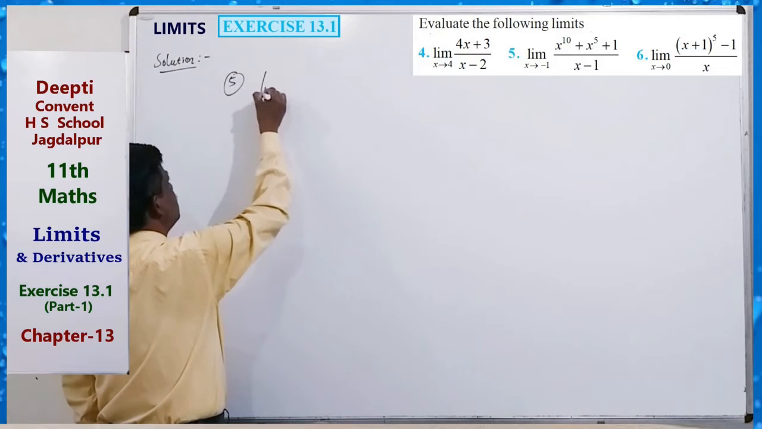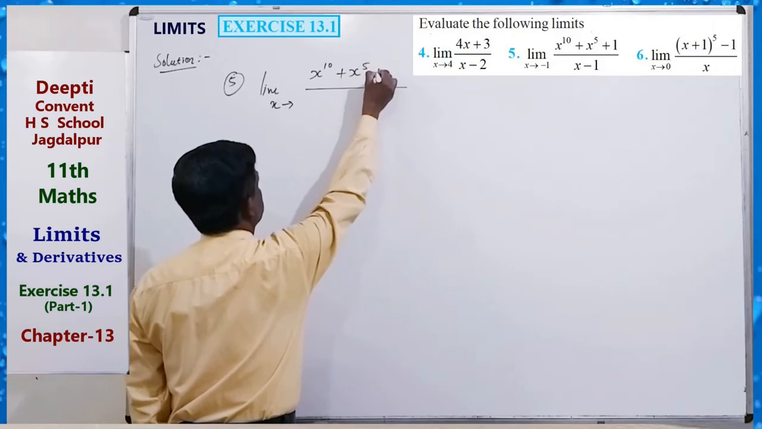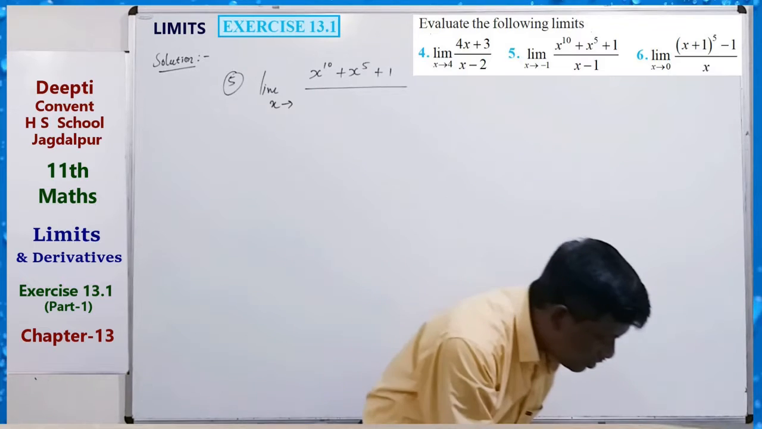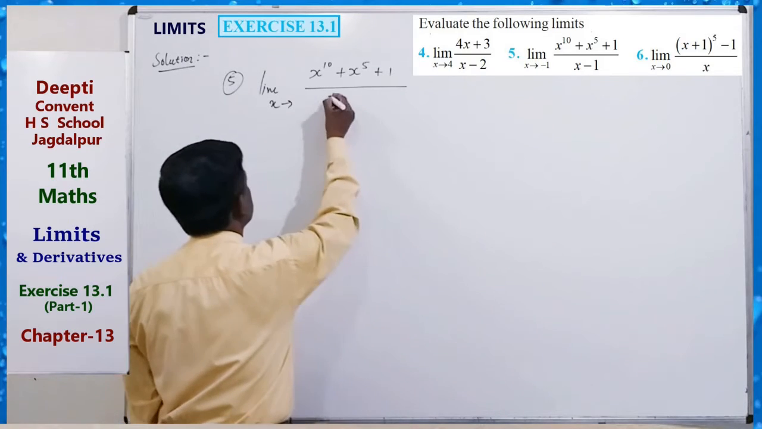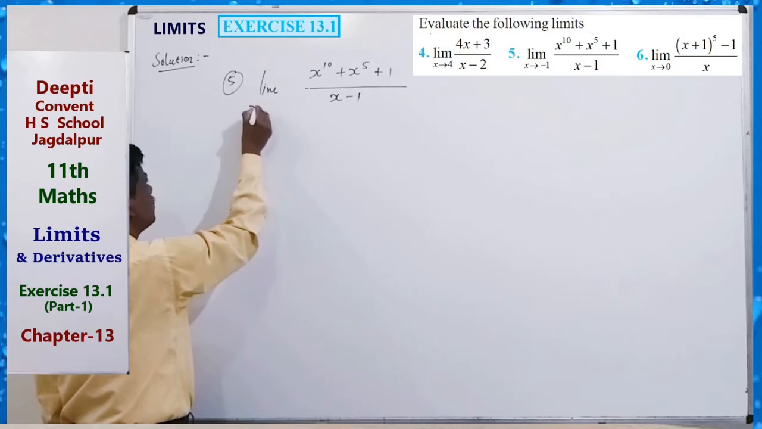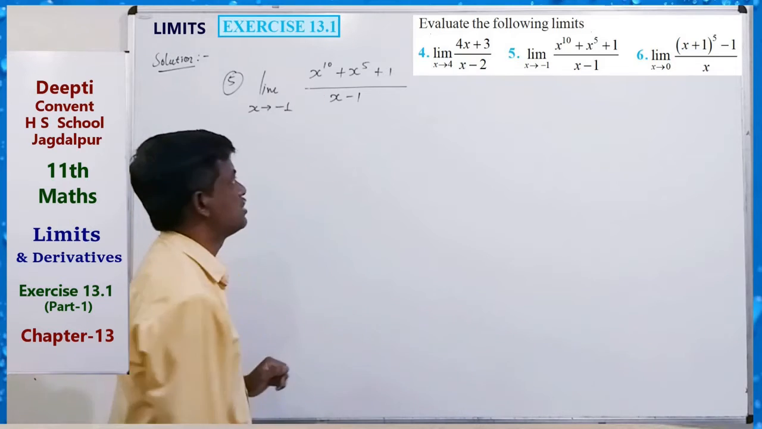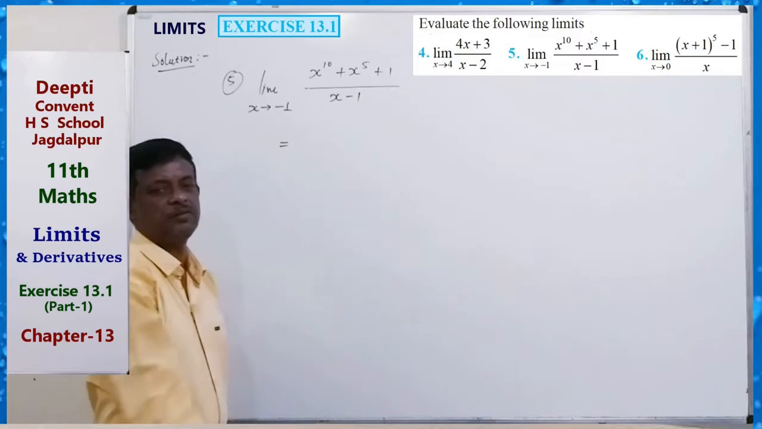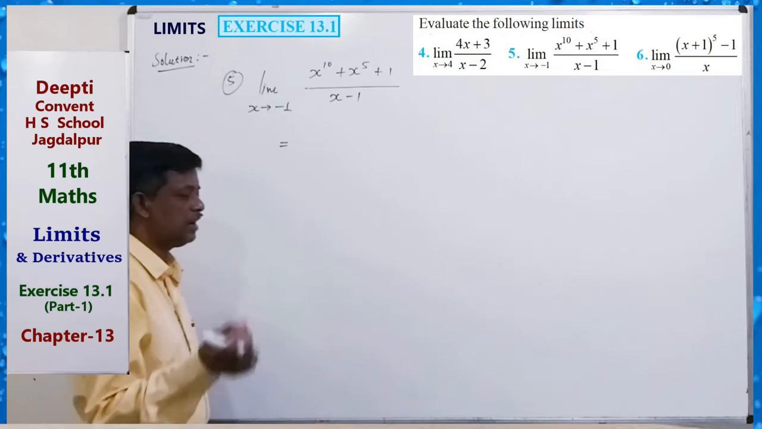So question 5: limit x tending to minus 1 of (x to the power 10 plus x to the power 5 plus 1) upon (x minus 1). Your tending value is minus 1, and this is a rational function. We can put the value directly, because the denominator will not be 0. At x equal to minus 1 the denominator is minus 2. So we can put the direct value here.